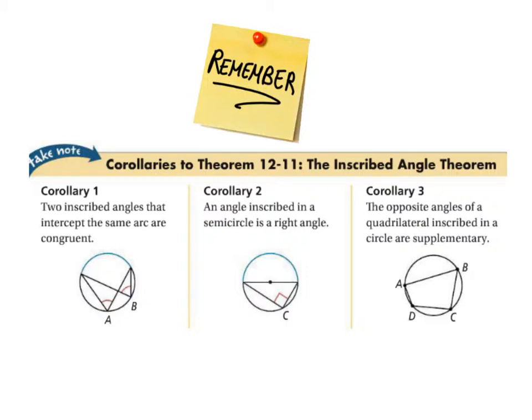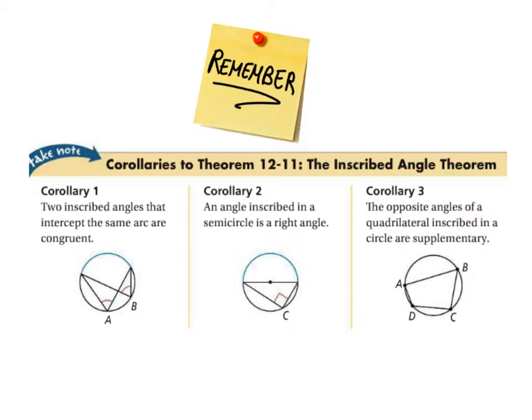All right, here are some other things. They're called corollaries, which means they're directly related to theorems. It's just an expansion of what you know from the theorem, and then what else do you know. So here are some corollaries.